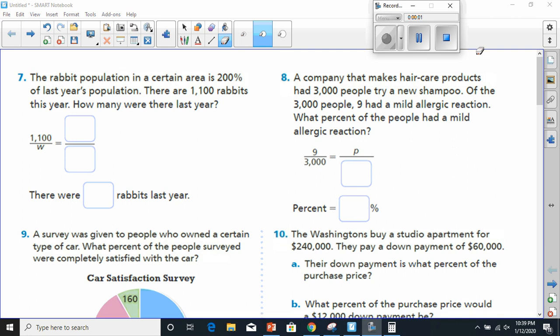All right, everybody, today we're going to be doing connect percent and proportion. I'm going to do all the odd ones, so let's start with number 7.